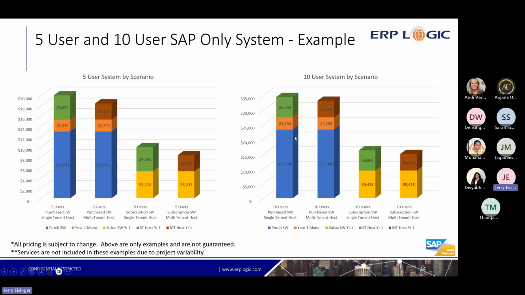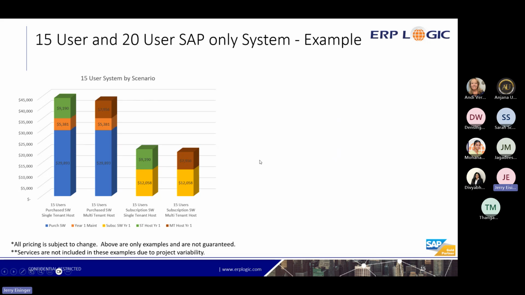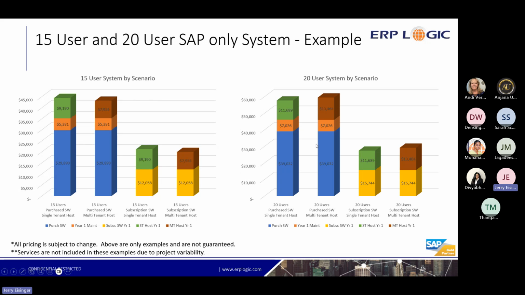So here's a 5-user, 10-user scenario. We're also providing a 15-user and a 20-user scenario. Again, I'm not going to go through the detail of these, but you can see what the difference is as the pricing increases. The more users you have, the more software you're buying or the more software you're subscribing to. But the idea is to give you just a rough idea of what this pricing would be.